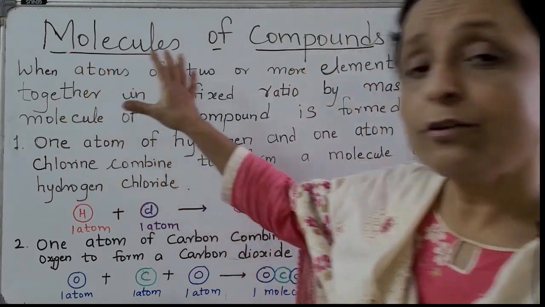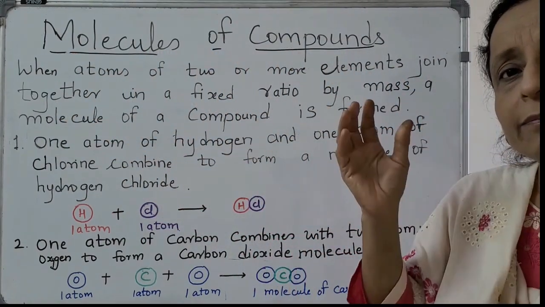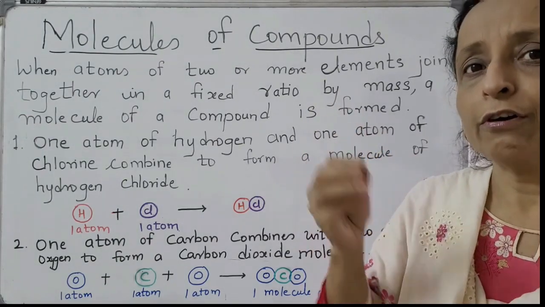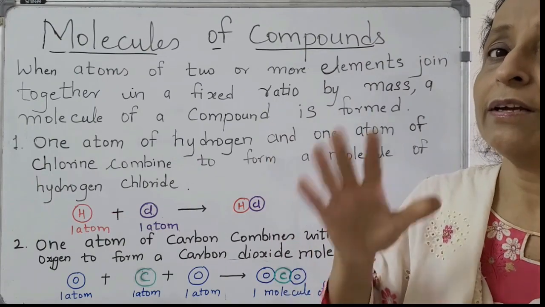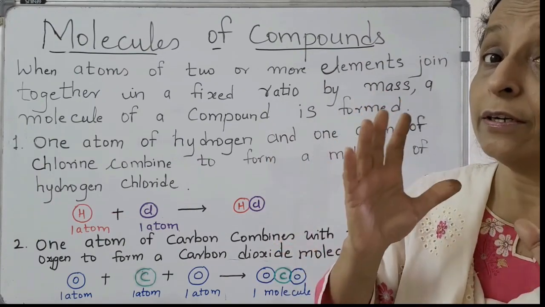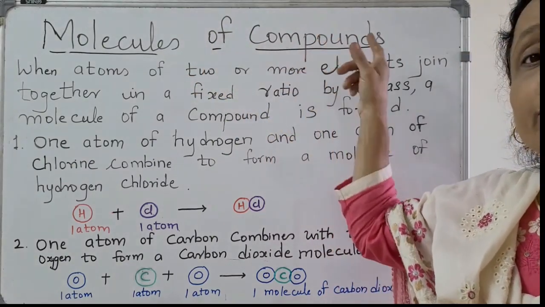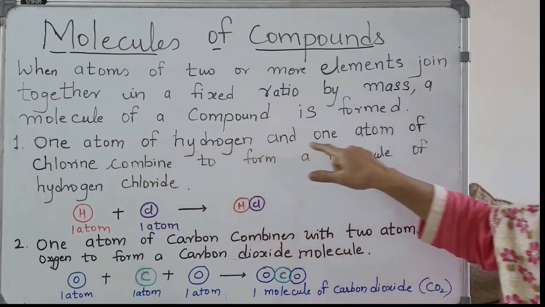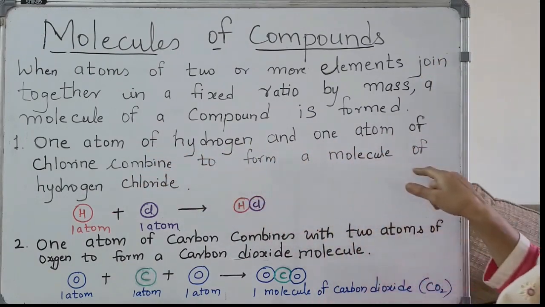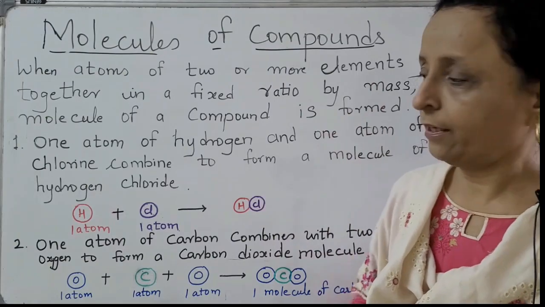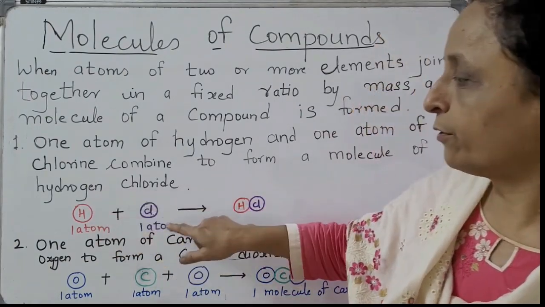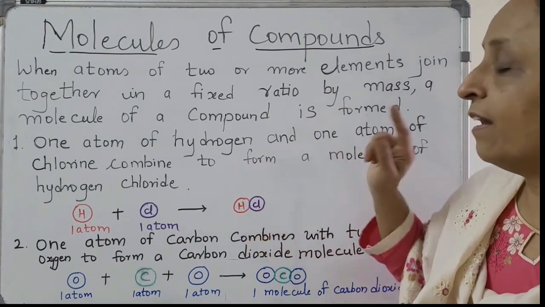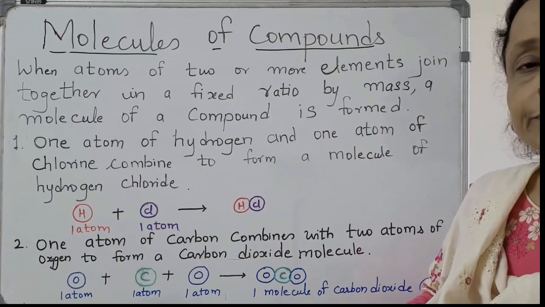Now, you have to understand that the elements have to be different to form a compound. Hydrogen and oxygen, hydrogen and chlorine, they have to be different to form the molecules of a compound. Now, in these examples, one atom of hydrogen and one atom of chlorine combine to form a molecule of hydrogen chloride. So, this is one atom of hydrogen, one atom of chlorine. It combines to form HCl, hydrogen chloride.